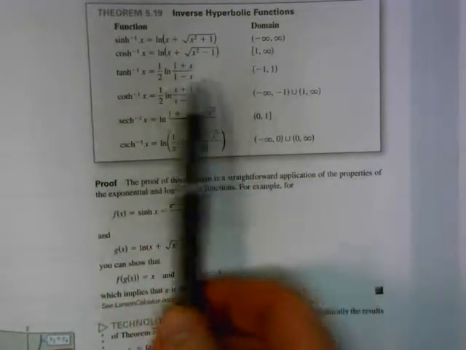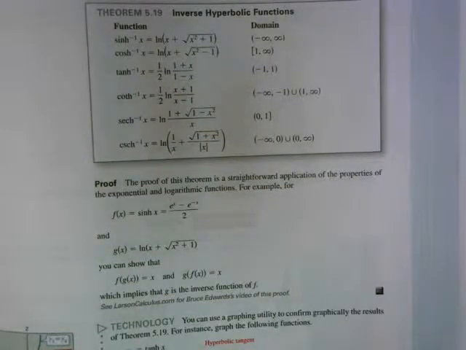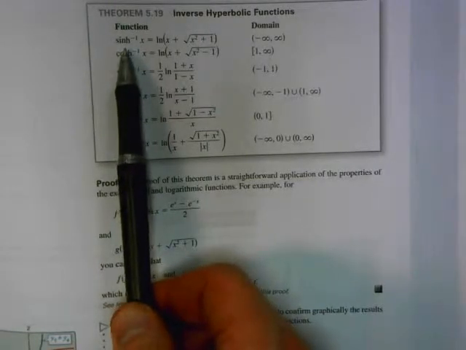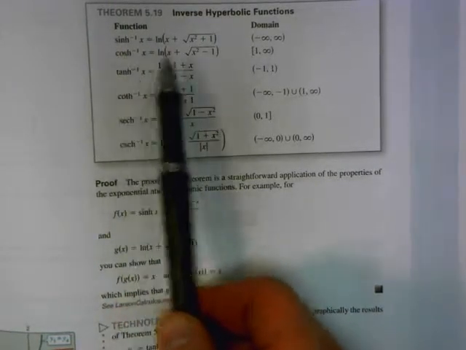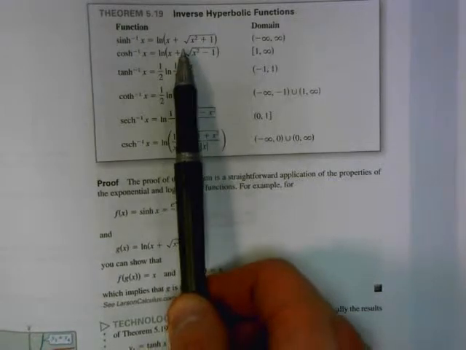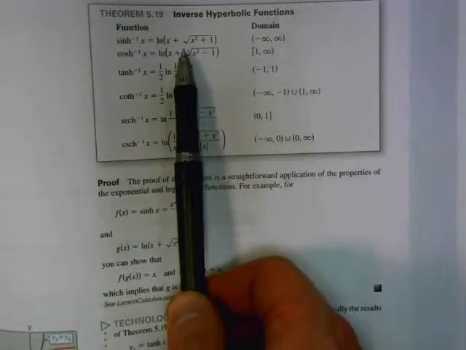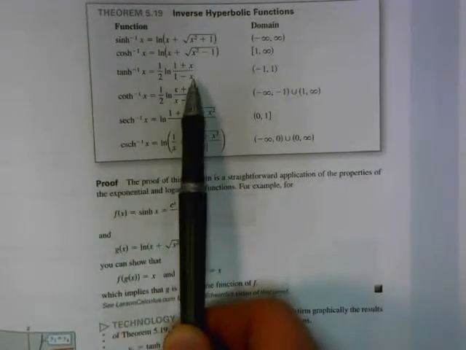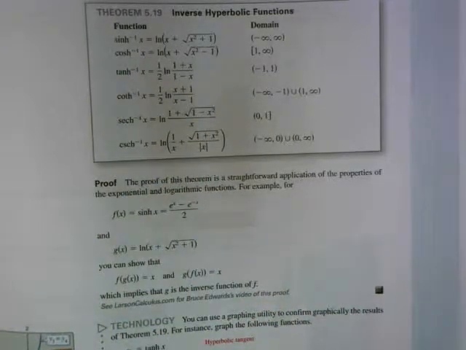Here are our inverse hyperbolic functions. The nice thing is, we don't need any special rules for derivatives, do we? Because if I want to take the derivative of inverse hyperbolic sine, I can simply write it in its logarithmic form, and I know how to take the derivative of logarithmic things, don't I? Same with all of them. All of them are logarithms. I can take the derivative of all those.